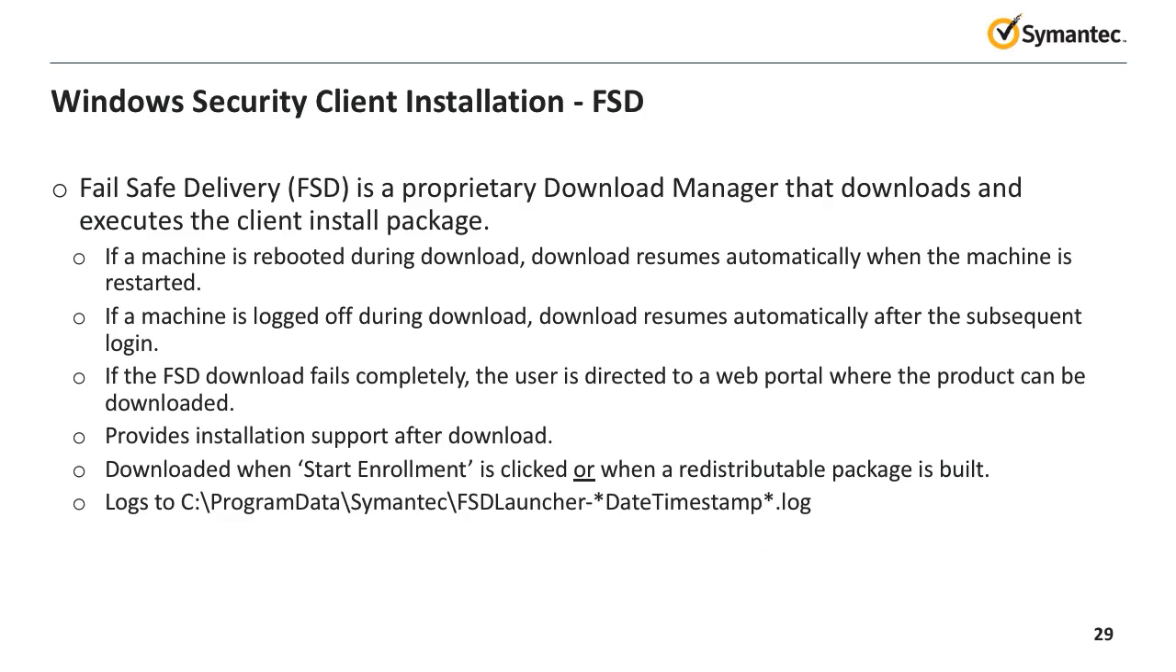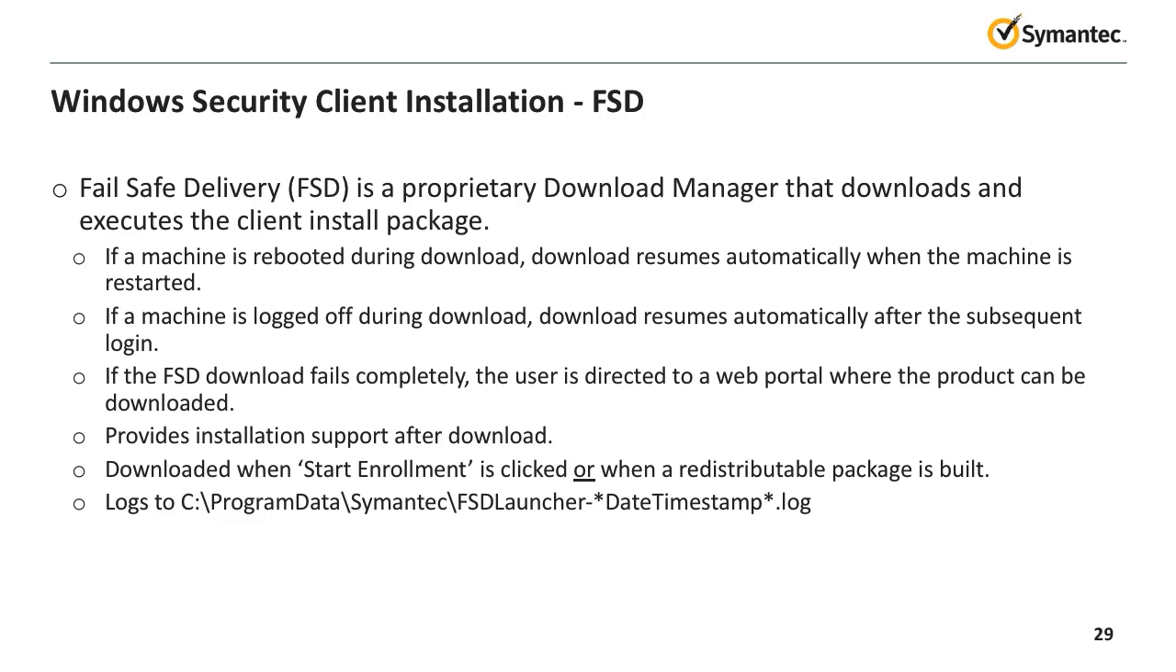Much like the Mac client, the Windows client also utilizes the fail-safe delivery, or FSD, mechanism for installation. Fail-safe delivery is a proprietary download manager that downloads and executes the client install package. If a machine is rebooted during download, download resumes automatically when the machine is restarted. If a machine is logged off during download, download resumes automatically after the subsequent login. If the FSD download fails completely, the user is directed to a web portal where the product can be downloaded.